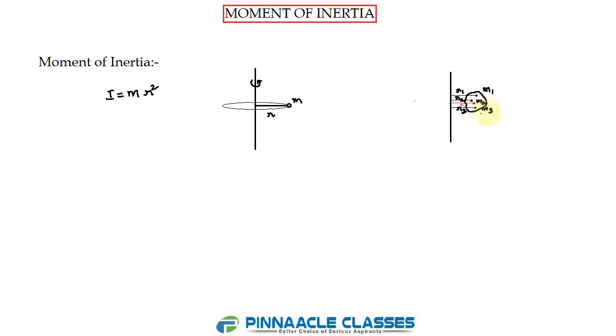Suppose here we have taken an object. A system of particles is nothing but an object with a combination of a number of particles. Here m1 is at a distance r1 from the axis, this is the axis of rotation. m2 is at a distance r2, m3 at distance r3, like that. We have n particles, the nth particle of mass mn at a distance rn.